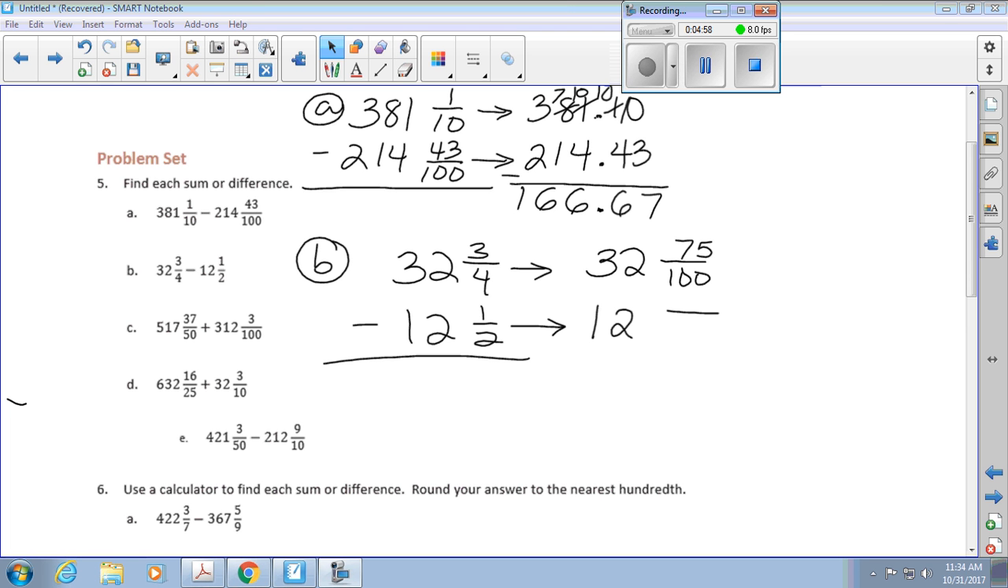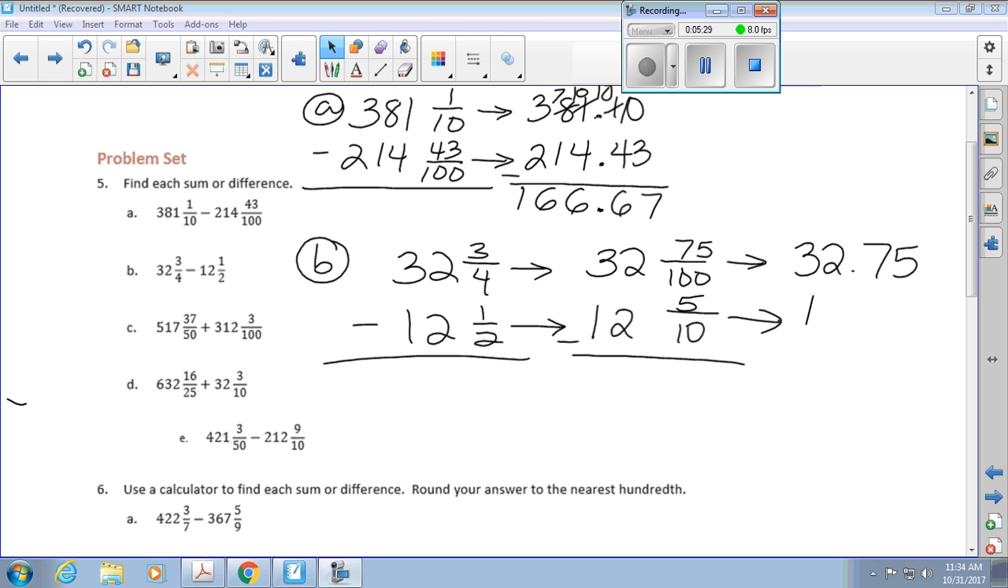We have 12 and 1/2. We could make that tenths, right? 2 times what gives us 10? Stephanie? Hold on, I'm coming over to Steph. 5, very good. And 1 times 5 is 5. All right, now we are going to bring it over and make it a decimal. So 32 and 75 hundredths, how would I write that? 32 point, Cassie? 75. Very good, 0.75.